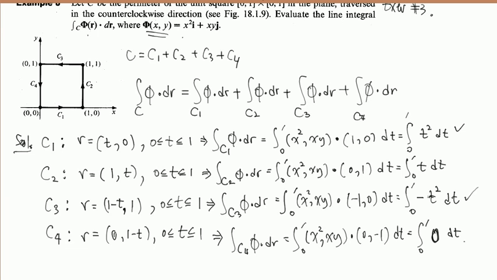All right. How about C1? That makes sense? This is always y equals 0, so I put it in there. How the x coordinate varies from 0 to 1. That's the natural orientation.